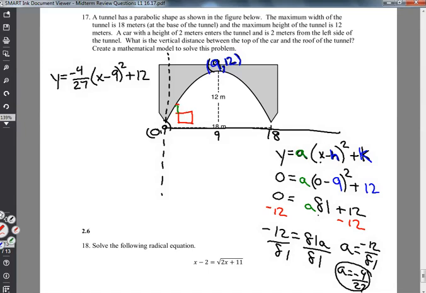Okay, so now that I know my equation for my parabola, I'm going to use the information I know about the car to figure out how high it is away from the roof. So I know the car is, where is it? 2 meters from the left side of the tunnel. So here's 1, here's 2. So it's 2 meters away. So here, my X term is 2. I also know the car is 2 meters off of the ground. So to figure out the missing distance, I need to figure out how high the roof is when X is 2. So I'm going to take this 2, because it's my X, and plug it in here.